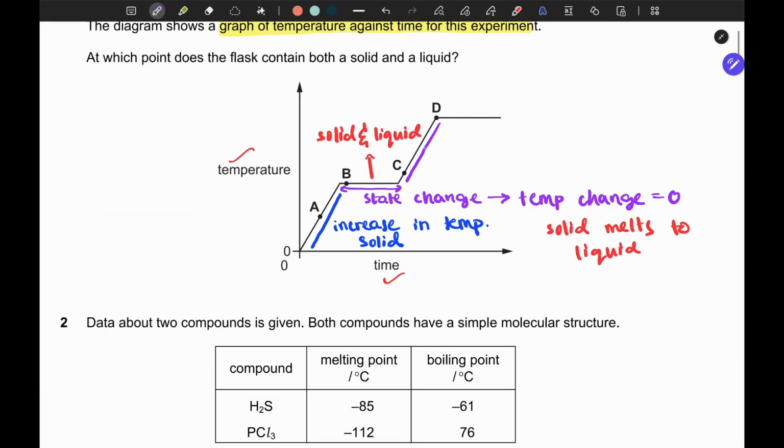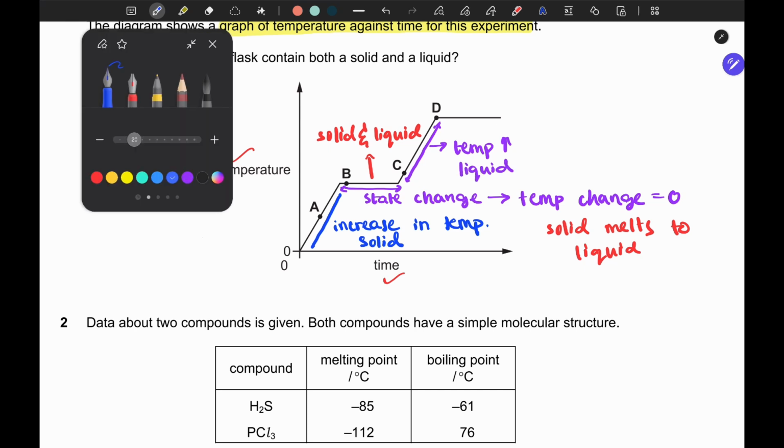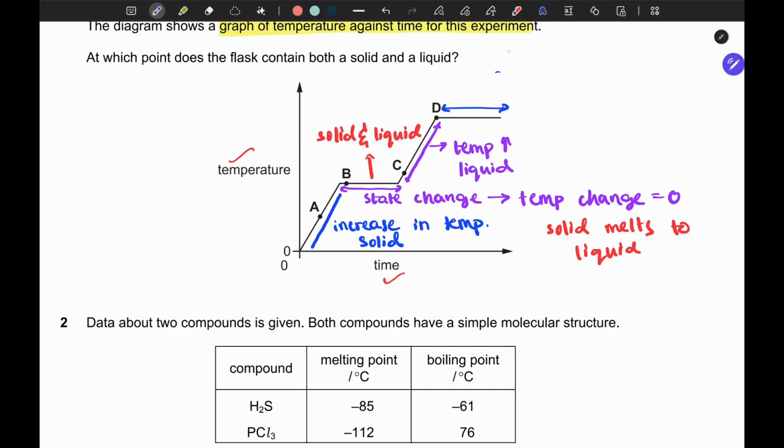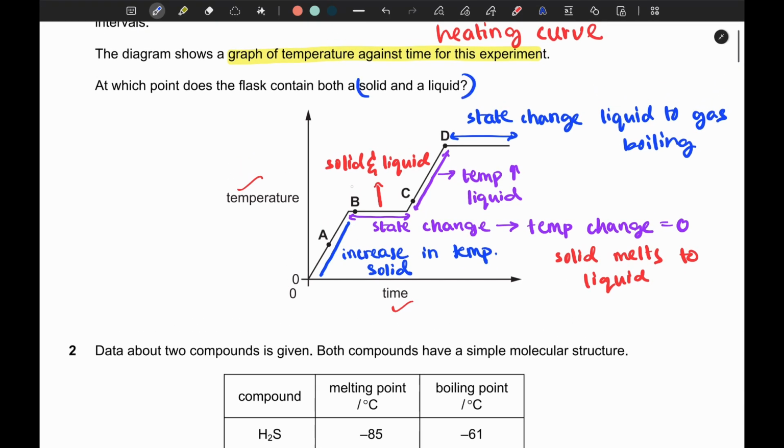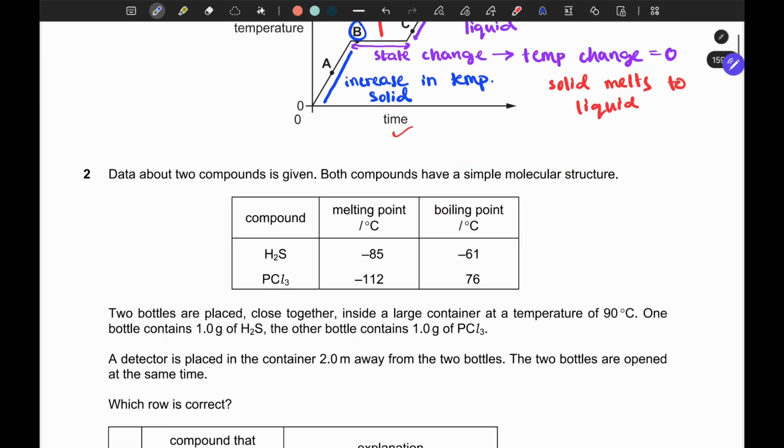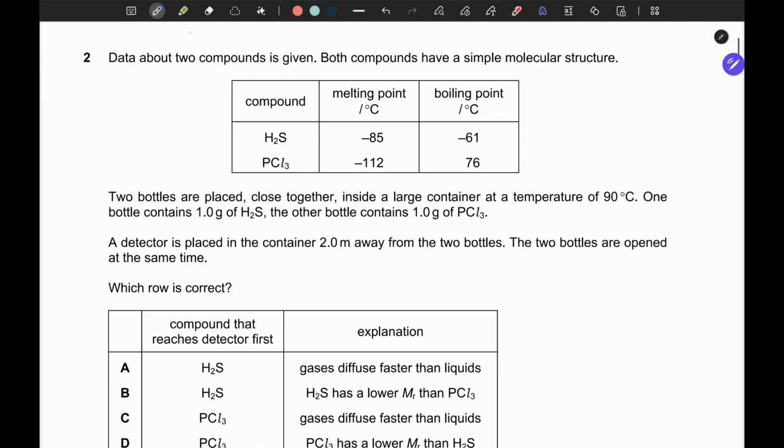From the horizontal part to the next upward sloping part, this again represents an increase in temperature, but this time, since the state change has been completed, this is a liquid. So a liquid's temperature is increasing. And finally, the last horizontal section is again a state change. Again the temperature change is 0, but this time the state change is from liquid to gas. Basically, this is boiling. So at that stage we will see both a liquid and a gas, but since the question asks when it's a solid and liquid, the answer should be B for the first one.